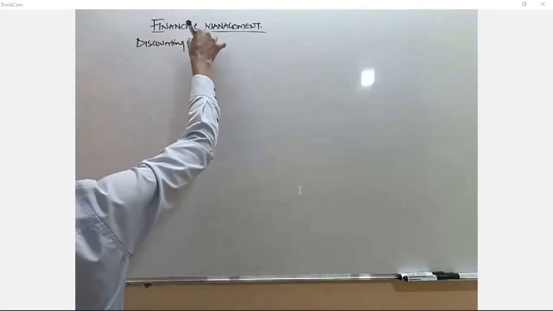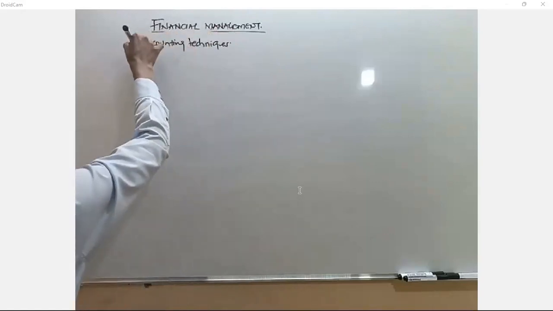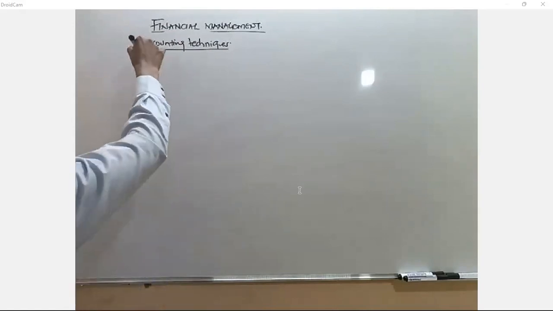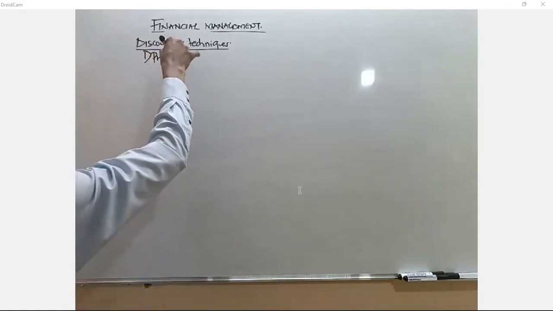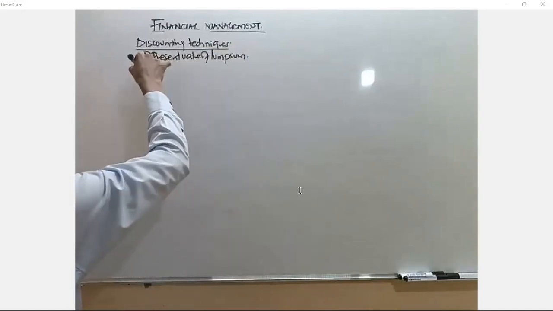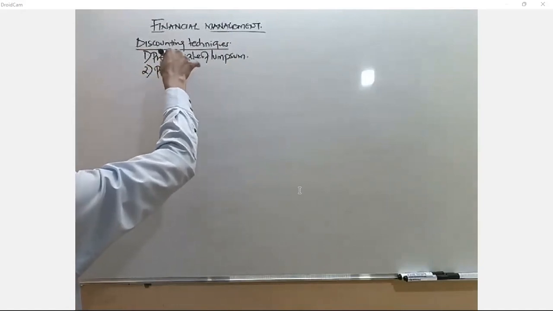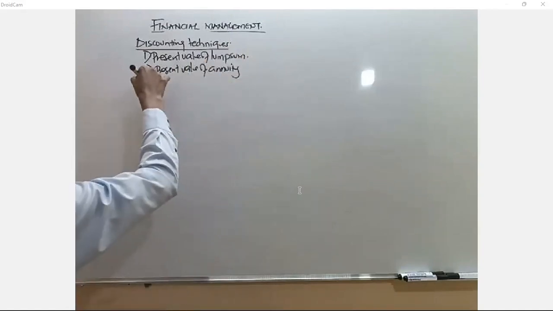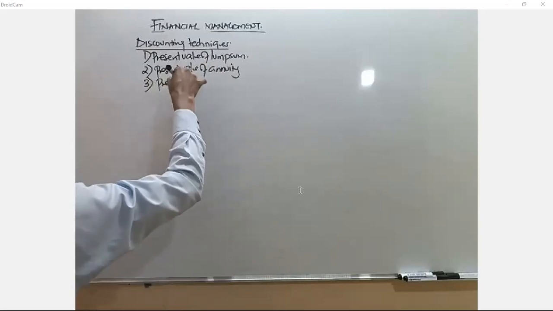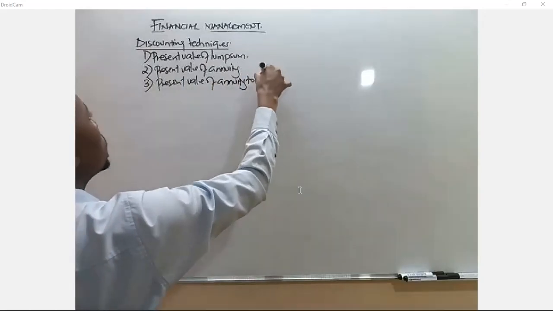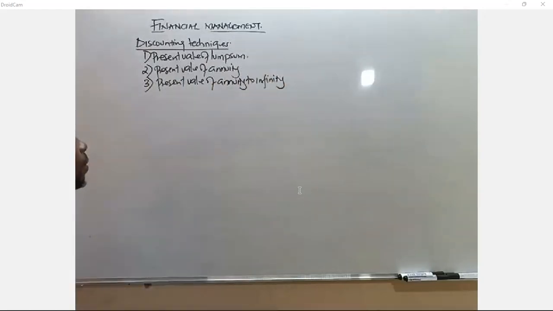Discounting techniques. Under the discounting techniques, we have said they are normally grouped into 3. Number 1, the present value of a lump sum. Number 2, the present value of an annuity, correct? Number 3, the present value of an annuity to infinity.